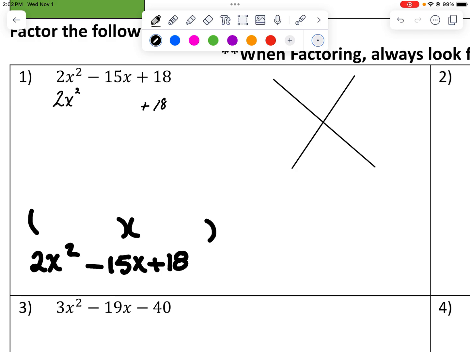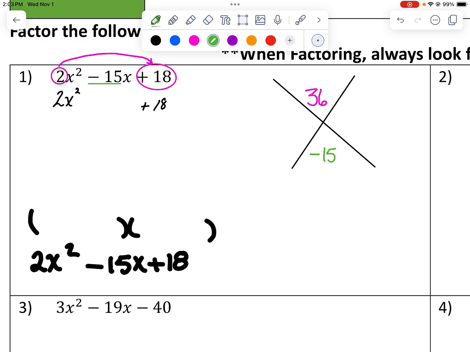But anyway, we're going to take this number 2 and this number 18, positive 18, and we're going to multiply them together. And 2 times 18 is 36. So we're going to put 36 right here. And we're going to take this number in the middle, which would be b, negative 15, and we're going to put it right here.